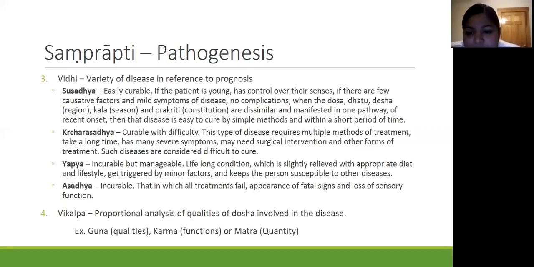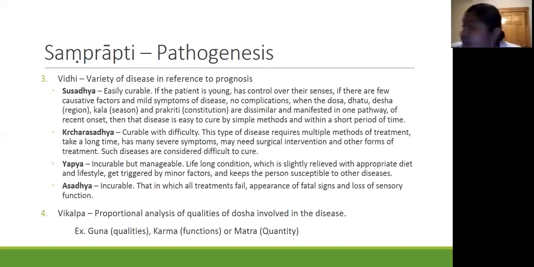And if it is manifested in only one pathway, or the roga marga, only one roga marga, if it is of a recent onset, then this disease is easy to cure, and you require only simple methods such as ahara, vihara, or diet and lifestyle, and it can be treated within a short period of time. It'll go away very quickly.